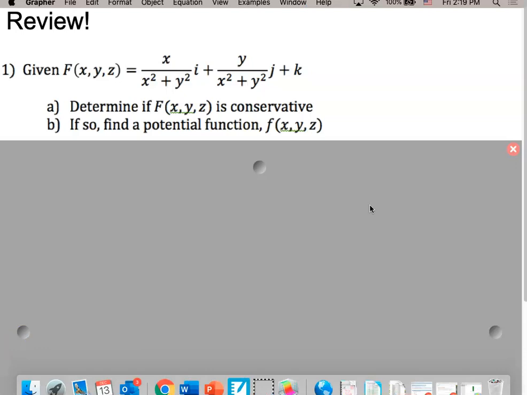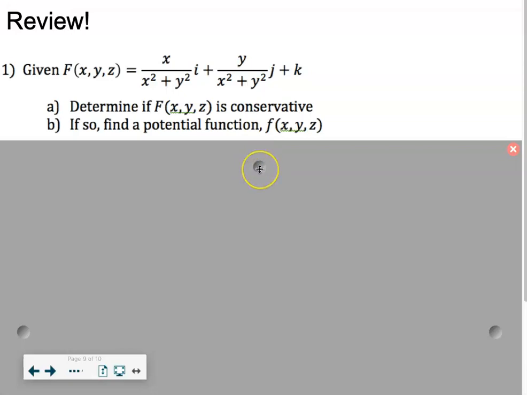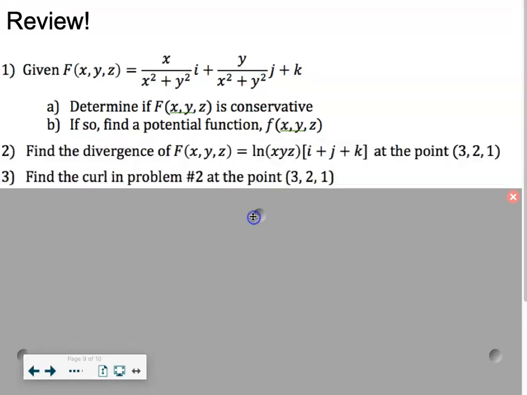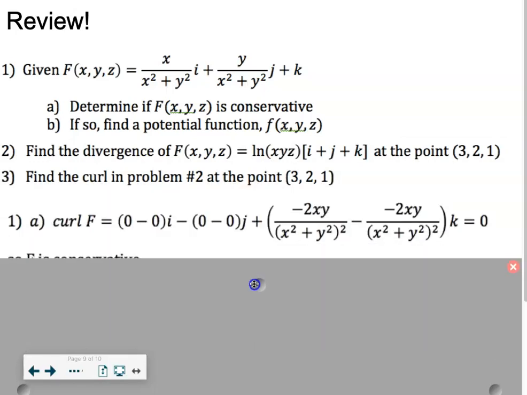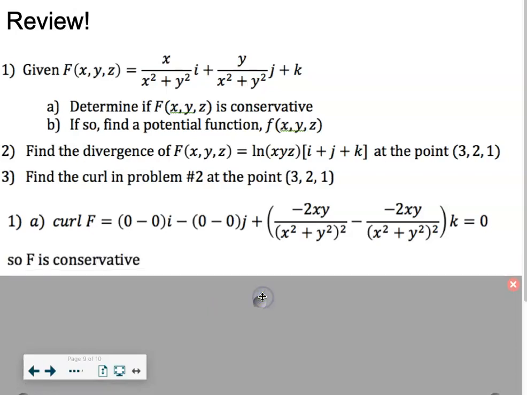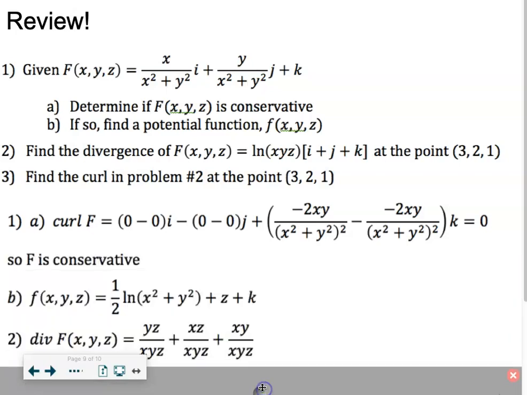I'll show you how to do it. Okay, so for this one, for part A, what do you have to find? The curl. And when you find the curl, what'd you get? You get 0. Okay. Which means that the vector field is what? Conservative. Therefore, there should be a potential function.